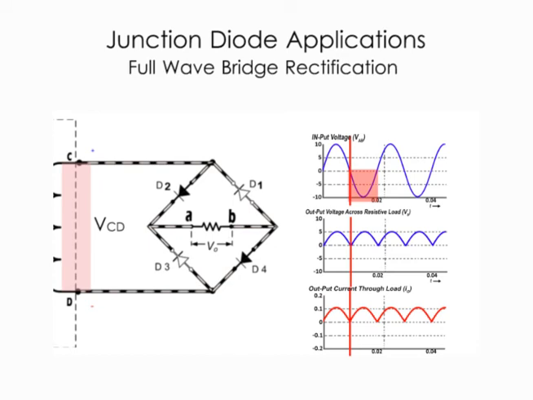During the negative half cycle, the terminal C is negative and terminal D becomes positive. Therefore, diodes D1 and D3 are forward biased, while diodes D2 and D4 are reverse biased. So the current follows this path and again from A to B across the load. Therefore, during both parts of this cycle, current across the load flows in the same direction, A to B.